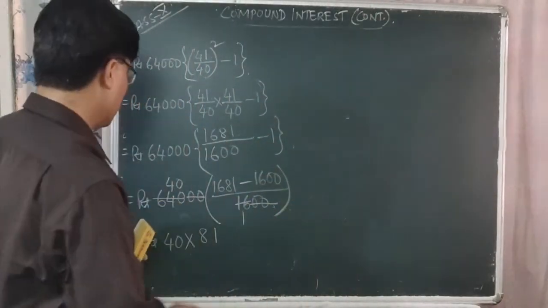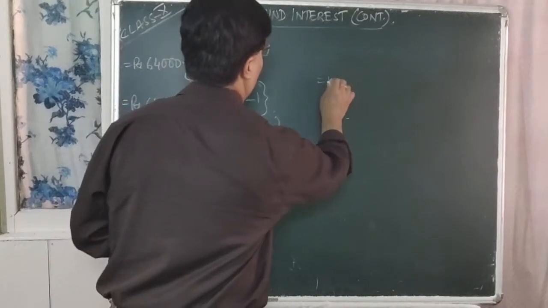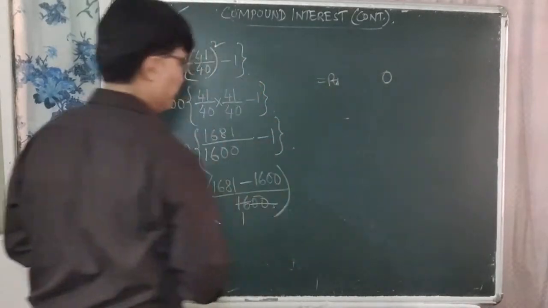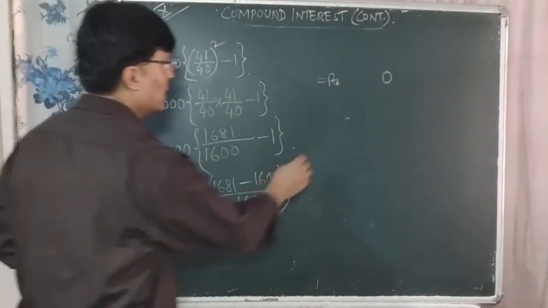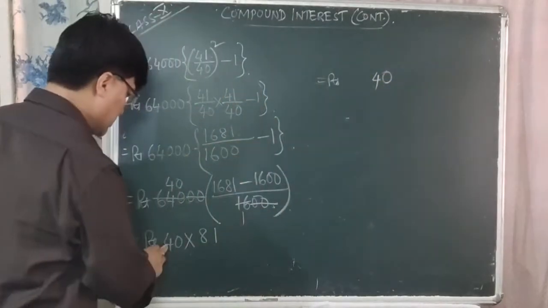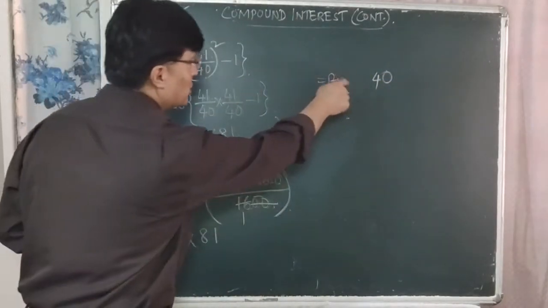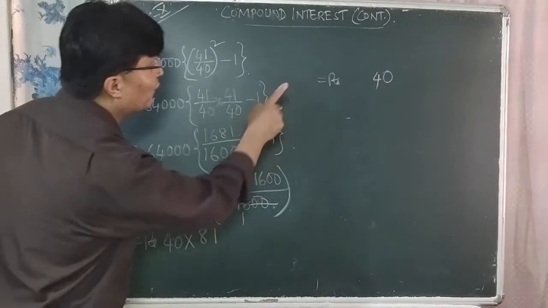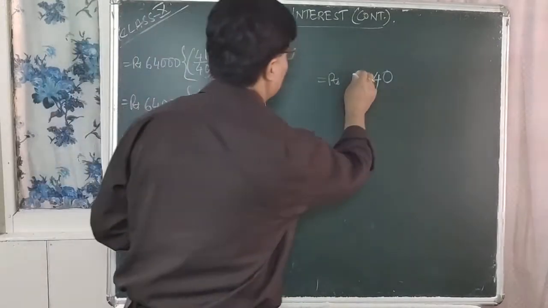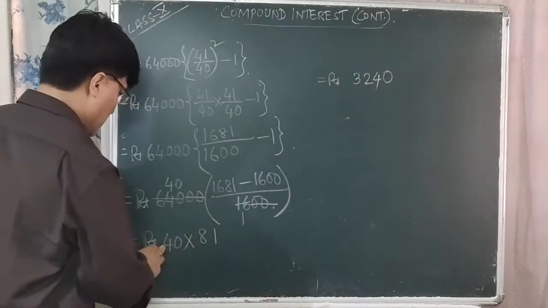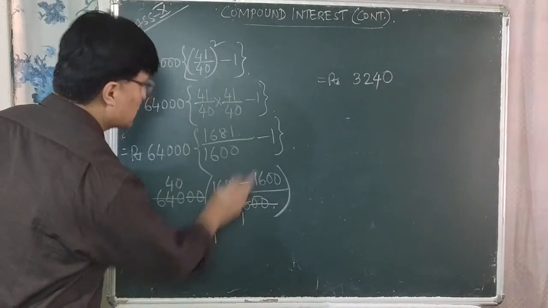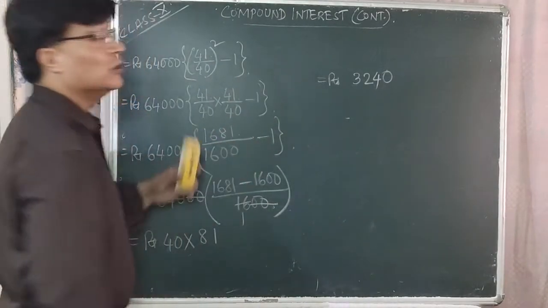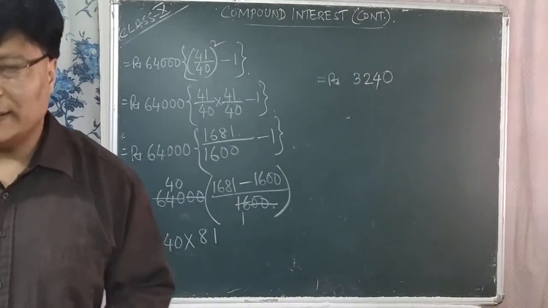So what do we get now? Is equal to rupees 0. 0. 4 ones are 4, because this 0 is there, so we write 0 first, then multiply by 4. 4 ones are 4. 4 eights are 32. 0. That is 4 ones are 4. 4 eights are 32. So this is the required compound interest.